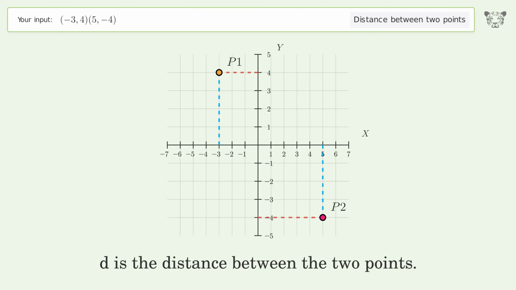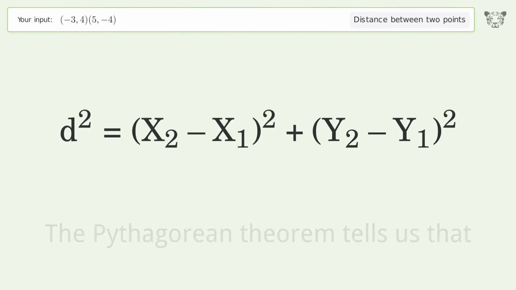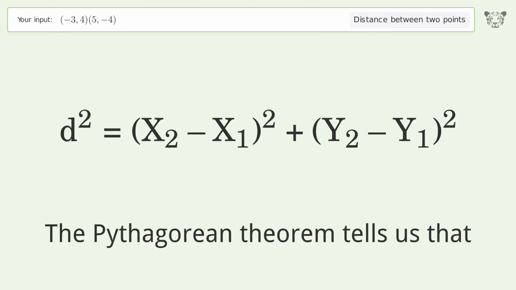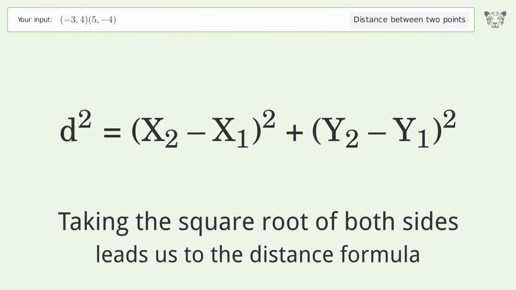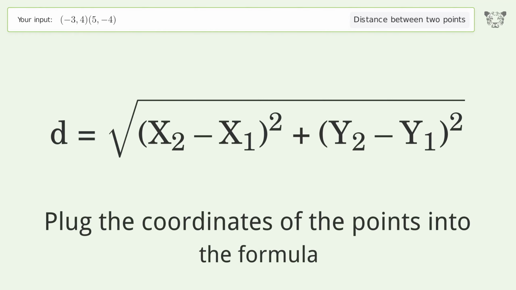D is the distance between the 2 points. The Pythagorean theorem tells us that taking the square root of both sides leads us to the distance formula. Plug the coordinates of the points into the formula.